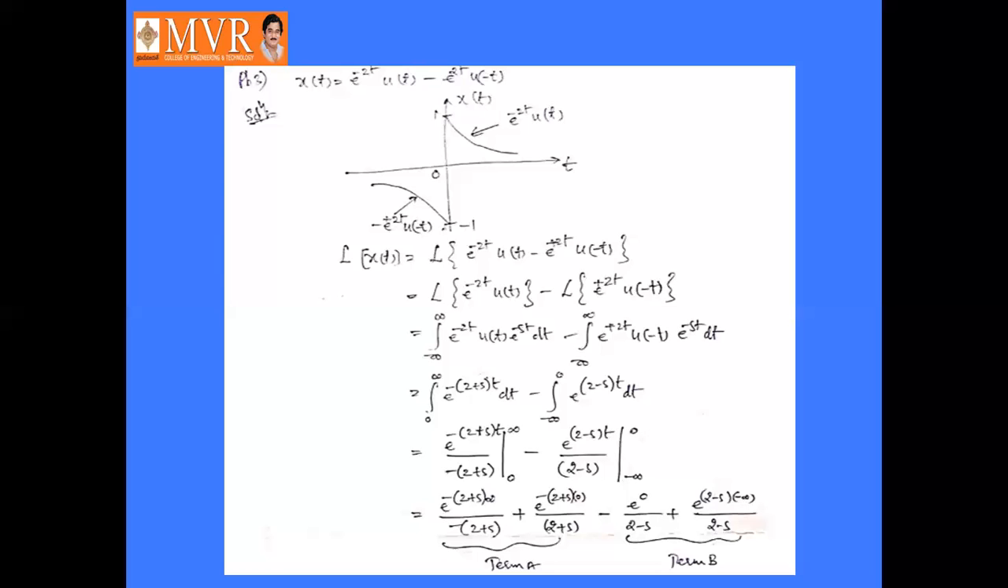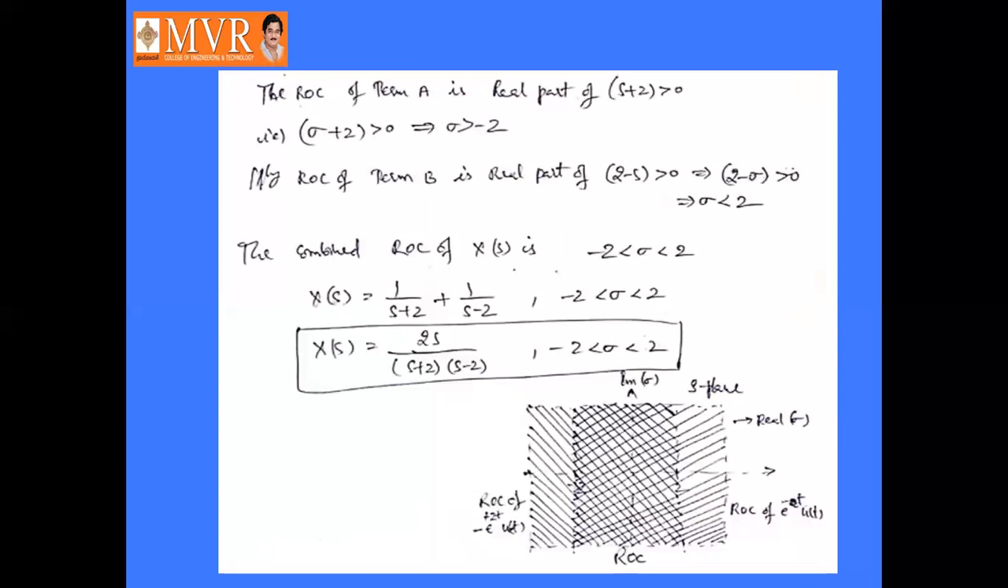So the integral from minus infinity to 0 of e power (2 minus s) t dt. Or we can write this as e power minus of (s minus 2) t, or this is e power minus of (s plus 2) t, like that we can do it anyway. So it will become e power minus (2 plus s) t by minus (2 plus s) with limit 0 to infinity, minus e power (2 minus s) t by (2 minus s) with limit 0 to minus infinity, right?